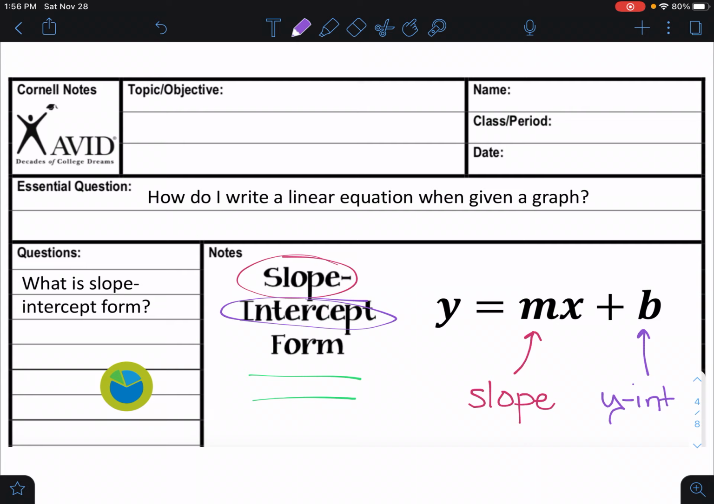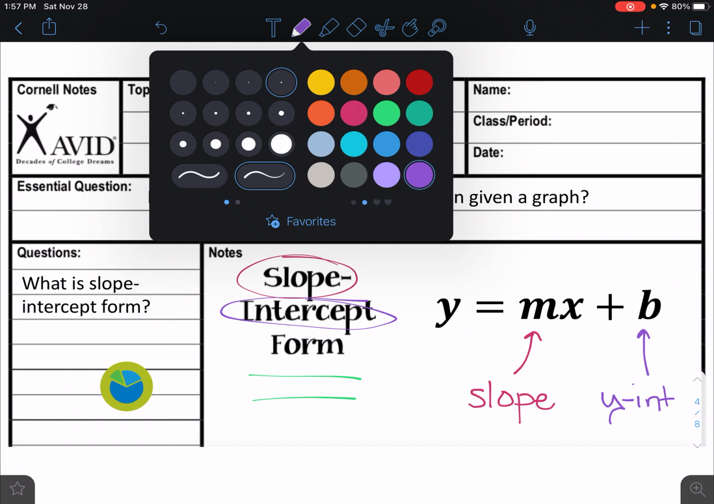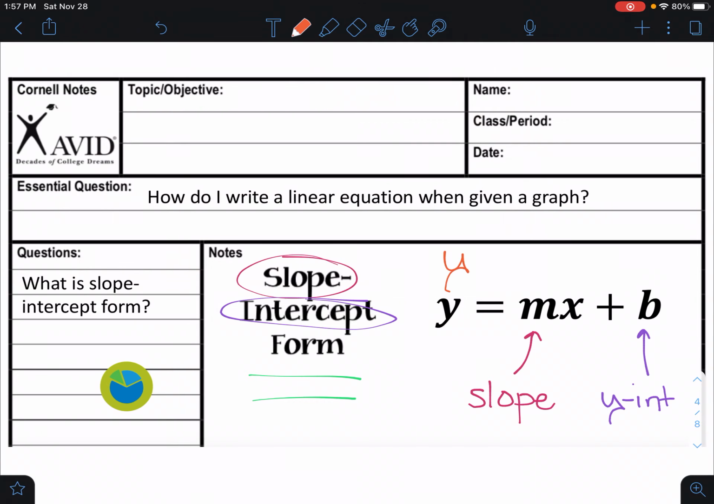But what you will do is then replace, once you know what the slope and the y-intercept are, you would replace those values, and you would end up with maybe something like y equals 2/3 x plus 5 or something. So what you'll do is replace the m and the b with the numerical values that they are. So 2/3 and 5 would be the numbers in this case. So that's what we're going to do, and we're going to use the graph to figure out what our slope and our y-intercept are. Okay?